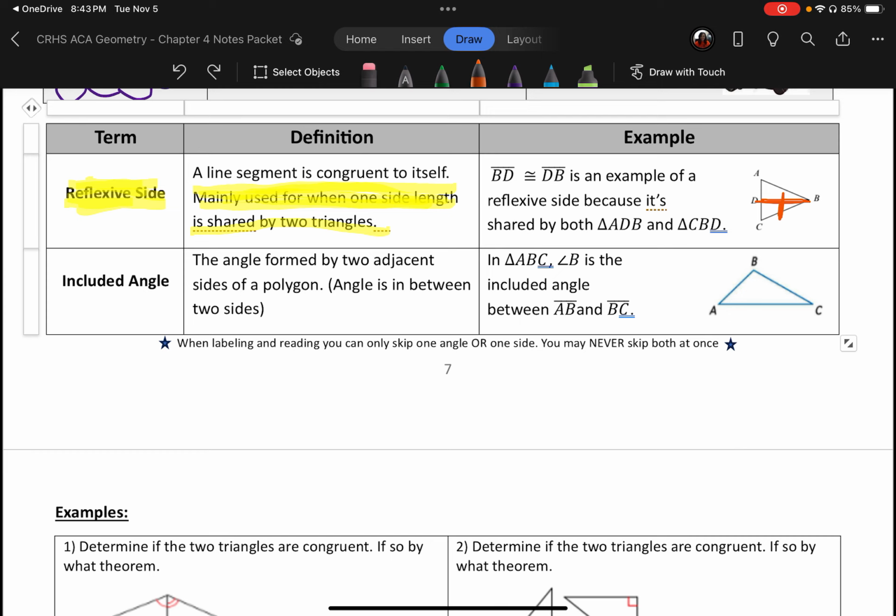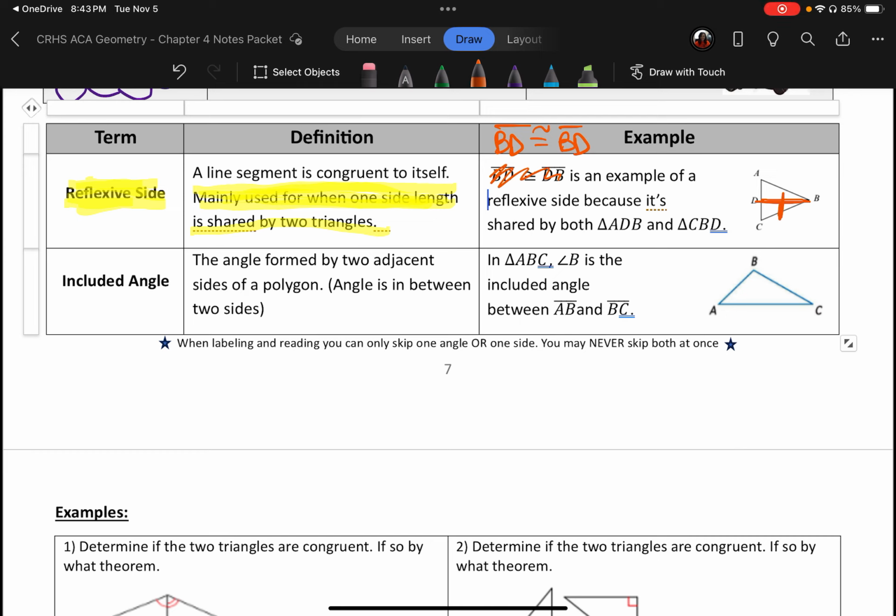Okay, so your example here, and this honestly needs to get fixed. This should say BD is congruent to BD. So again, a reflexive side is whenever you have a side that is shared between both triangles. If that happens, then we understand that that side is congruent to itself. So it's congruent in both triangles.